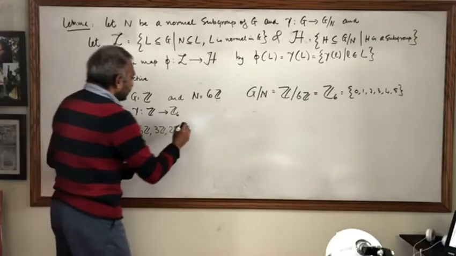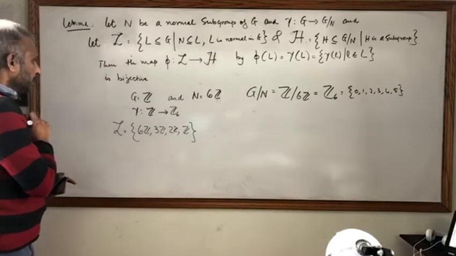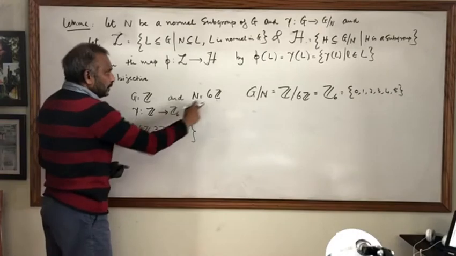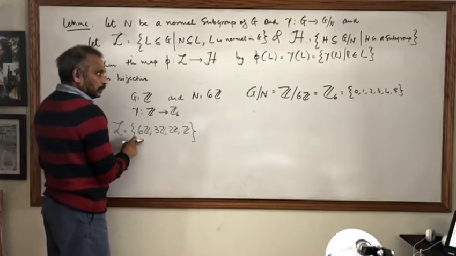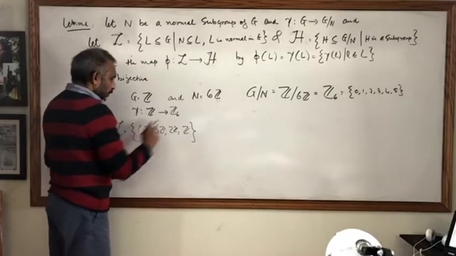Right? These are the only normal subgroups containing 6Z. See, all the subgroups of Z are normal, and it should contain this. So these are the only ones.